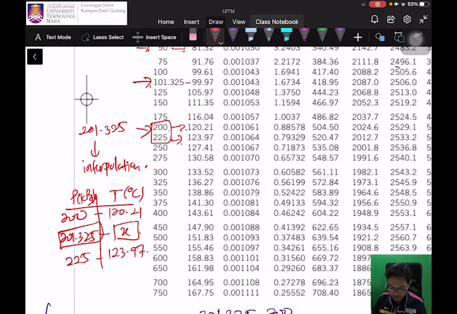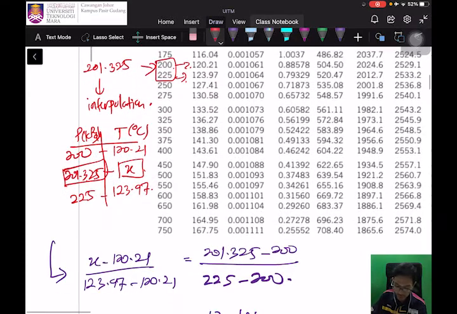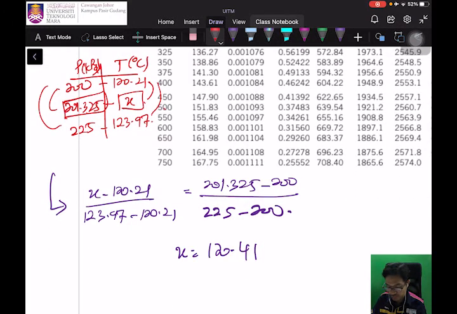You need to write it like this: x minus 120.21 over 123.97 minus 120.21. This is the right-hand side, and then you do the same in corresponding sequence on the left side: 201.325 minus 200 over 225 minus 200, and then you calculate it. You will get x equal to 120.41, which is between the values of 120.21 and 123.97 degrees Celsius.